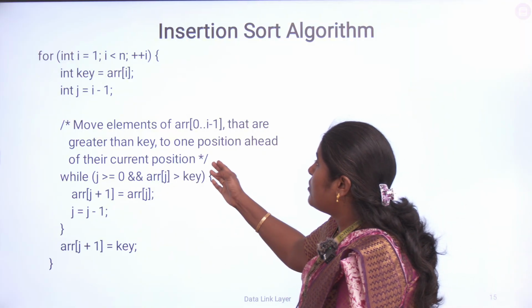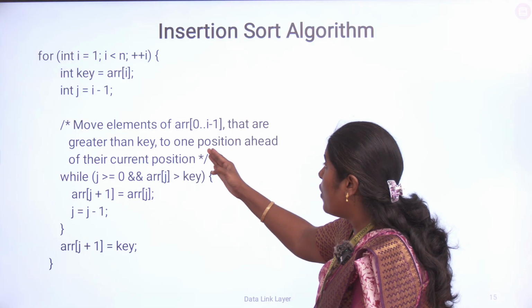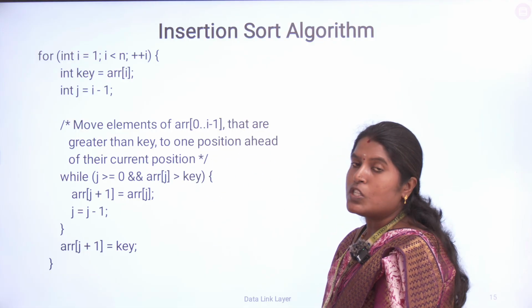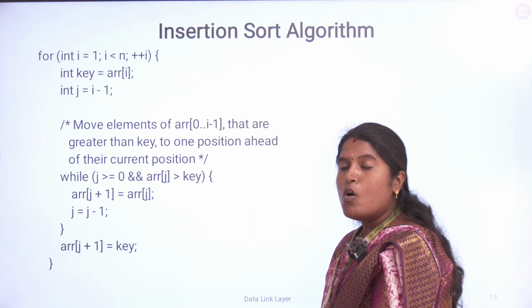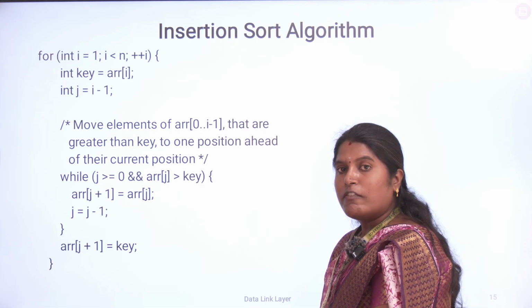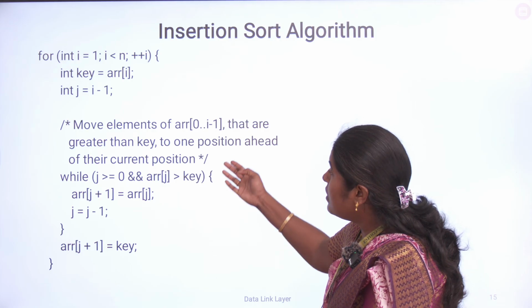See here, they have given a comment: move elements of array of 0 to i minus 1 that are greater than key to one position ahead of their current position. So what they are saying is we are going to take the key element and compare it with all the previous elements in the list. So if the previous elements are greater, we have to perform a swapping. And the steps are given here.